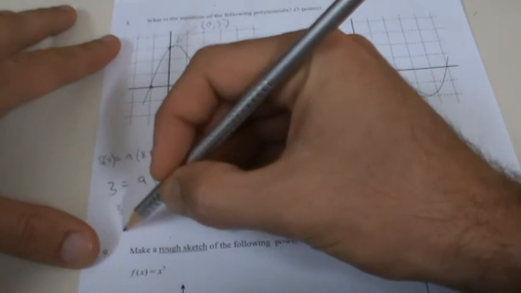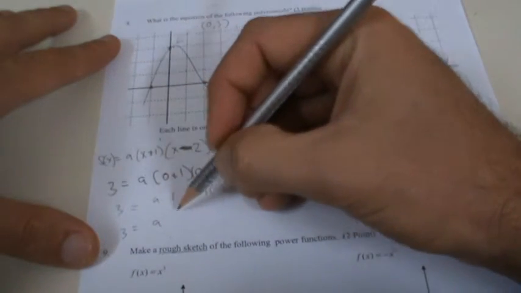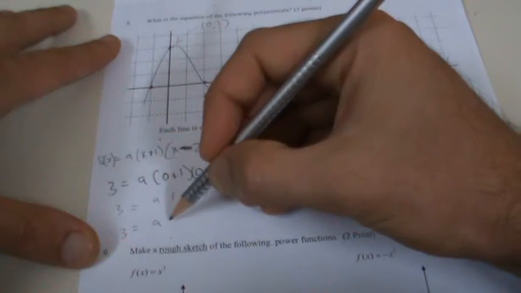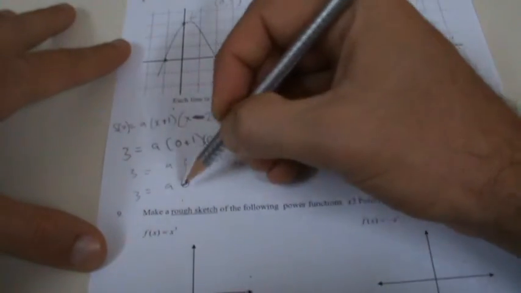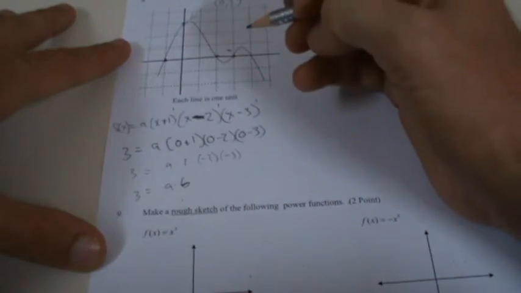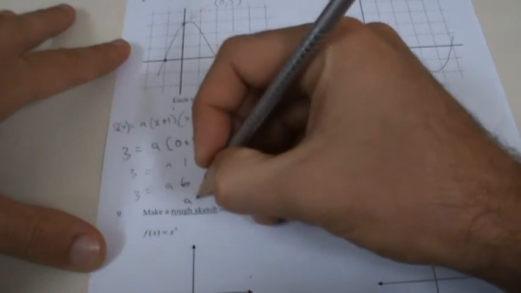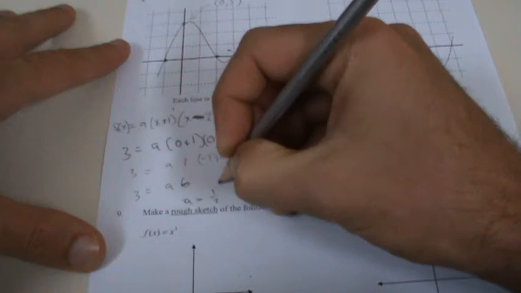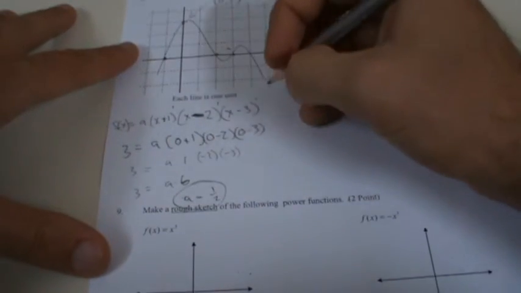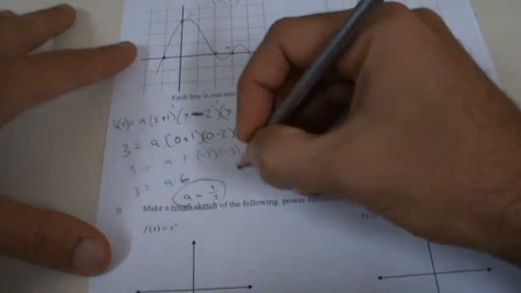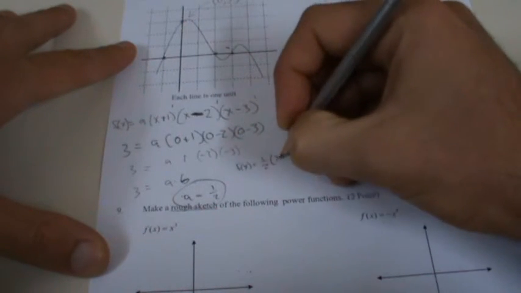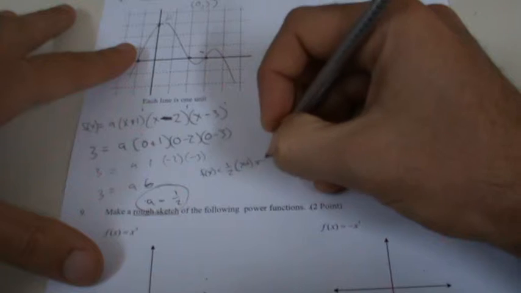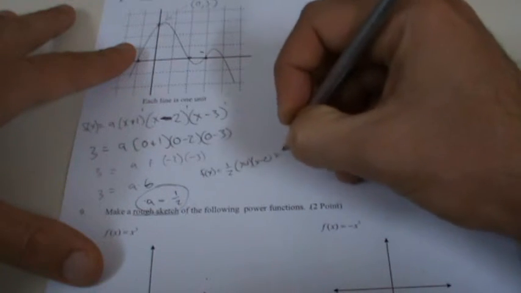And so I get 3 is equal to a times 6. Now I divide by 6 on both sides, and it turns out my a value is 1/2. So my actual function is f(x) = 1/2 (x plus 1)(x minus 2)(x minus 3).